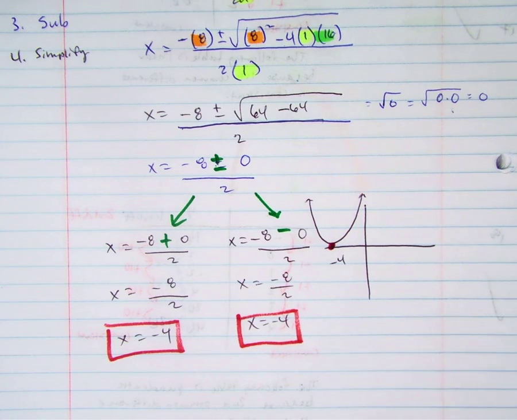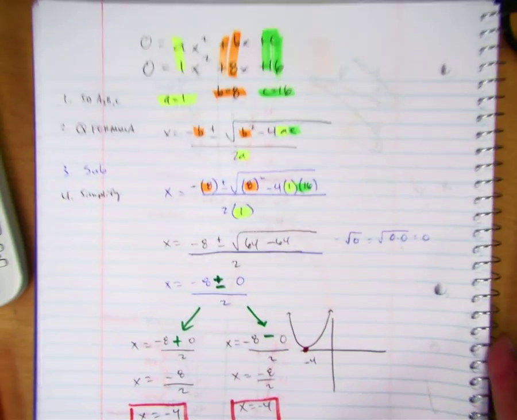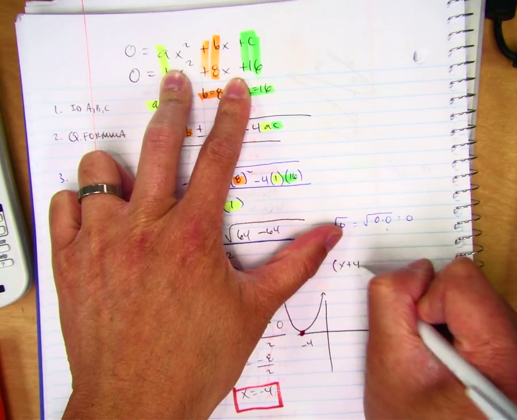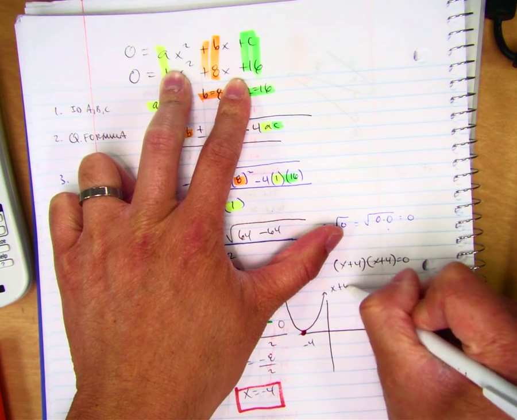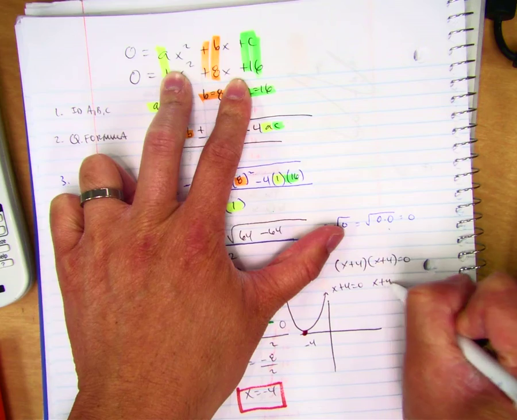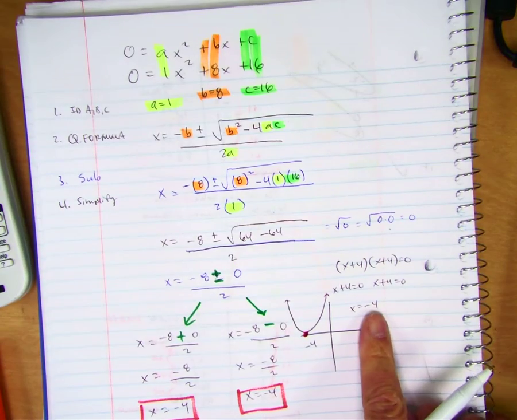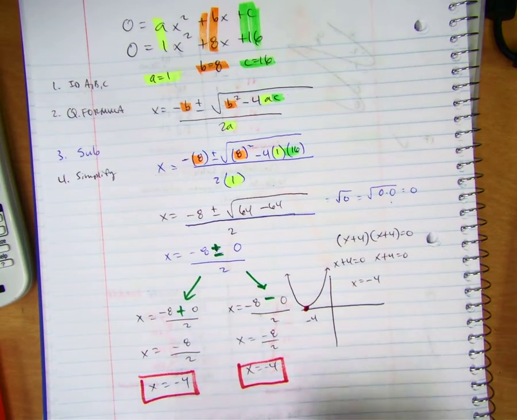Now this should make sense from your projects, because if you actually factor this problem, I'll show you how simple that is. X plus 4 equals 0, x plus 4 equals 0, x equals negative 4. Right? So the quadratic formula is a lot longer, but it'll always get you a solution.